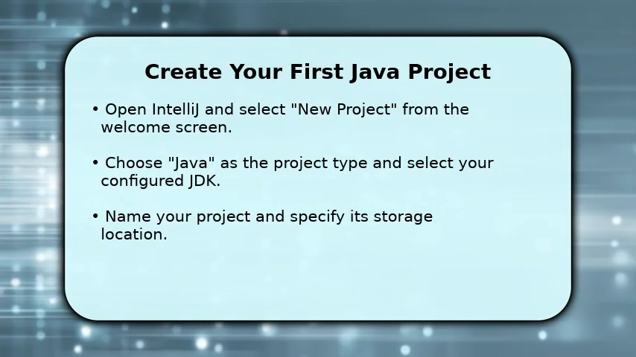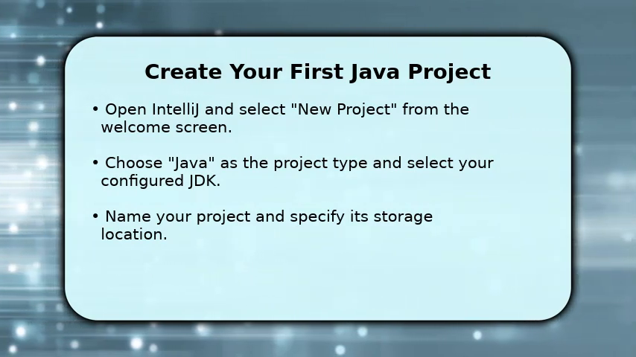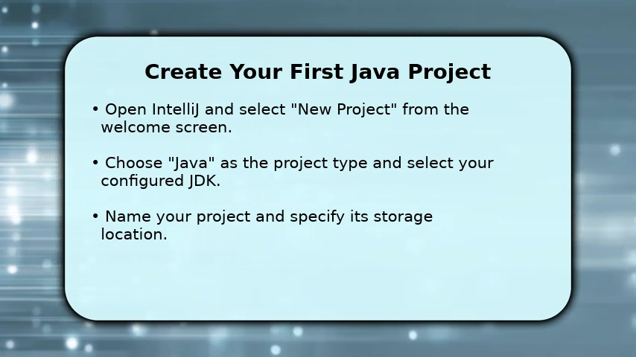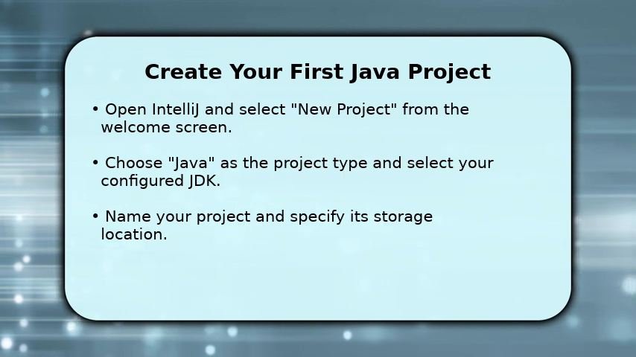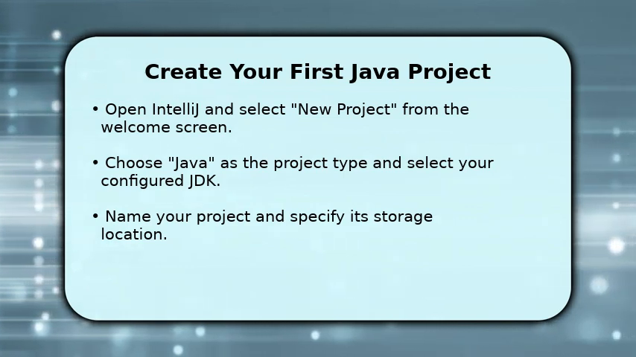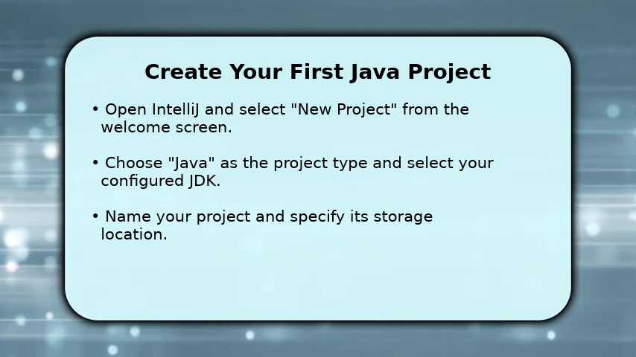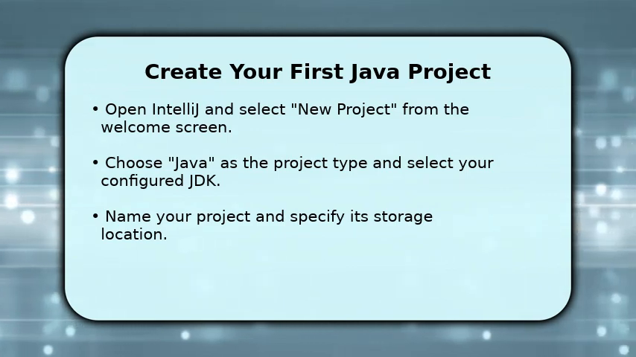Now, let's create your very first Java project. From the IntelliJ welcome screen, simply click New Project. Select Java as your project type and ensure your previously configured JDK is chosen. Give your project a meaningful name, like My First Java App, and pick a convenient location to save it. IntelliJ will then set up the basic project structure for you.